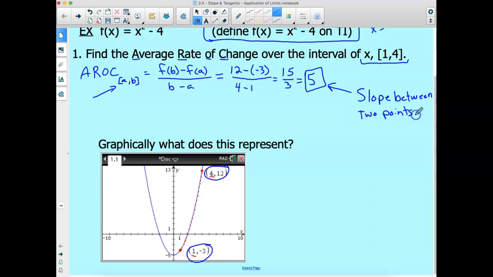That's all my average rate of change is, a slope between 2 points. Now, in this case, it's between (1, 3) and (4, 12), okay? There's my interval, 1 to 4. It's simply the slope between those 2 points. But it could actually be looked at in another way.